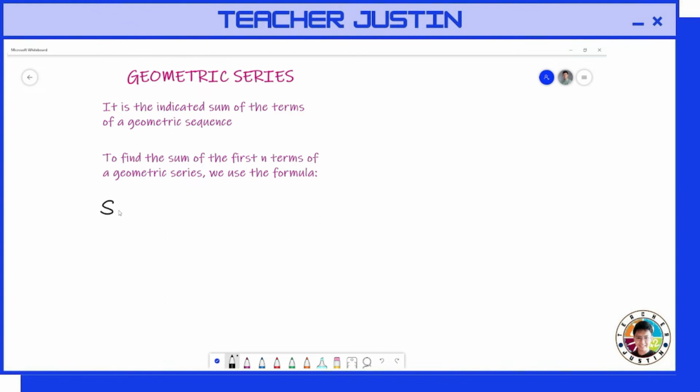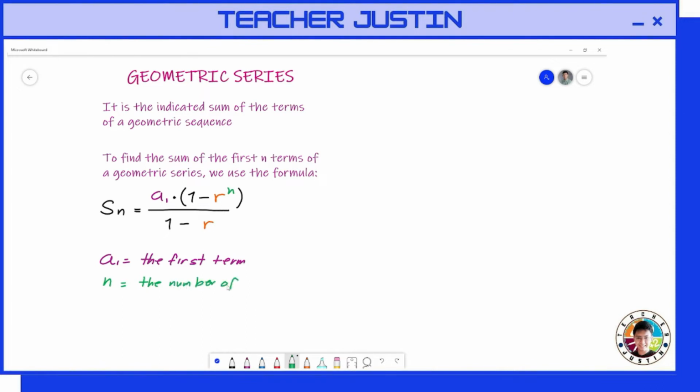To find the sum of the first n terms of a geometric series, we will use the formula a sub 1 times the quantity 1 minus r raised to n all over 1 minus r, where a sub 1 is the first term of the series, n is the number of terms to be added, and r is our common ratio. To get the common ratio, we will use the formula a sub 2 divided by a sub 1.